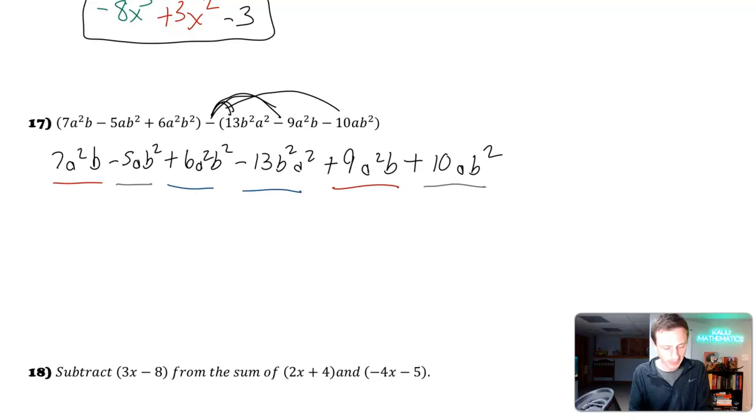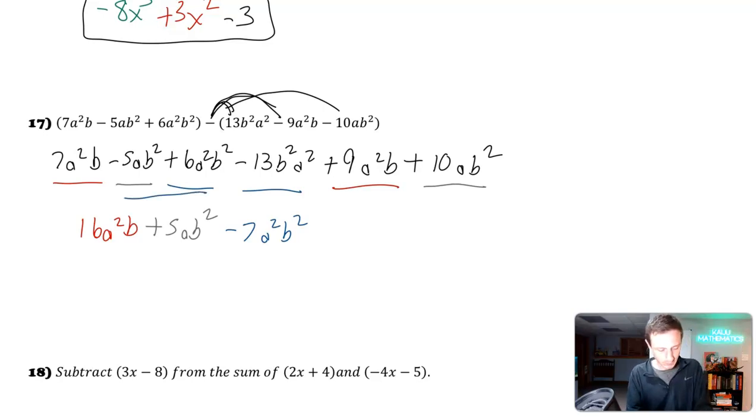7a squared b plus 9a squared b is going to be 16a squared b. Negative 5ab squared and 10ab squared. 10 minus 5 is 5, so plus 5ab squared. And 6a squared b squared minus 13b squared a squared is going to be negative 7a squared b squared. Good problem there.